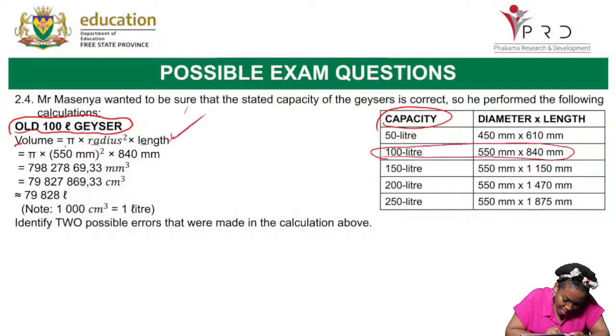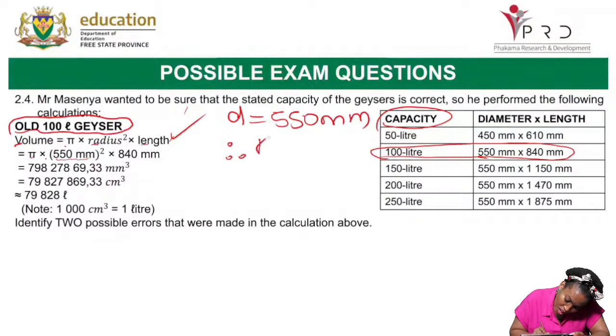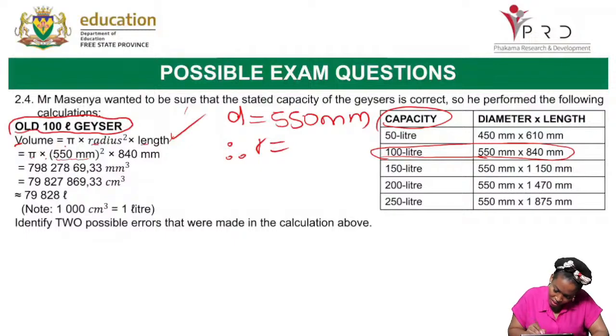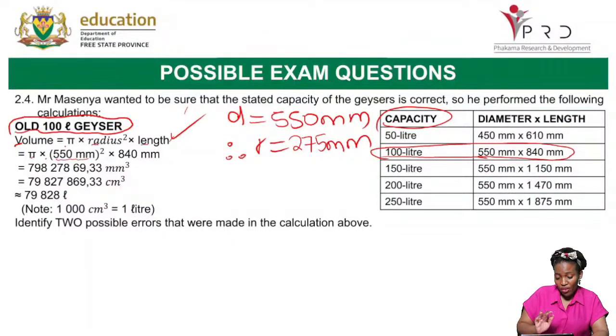And then Mr. Masenya said pi multiplied by, it's a radius there, but then he substituted 550 millimeters. Remember, we've got the diameter. The diameter is 550 millimeters. Therefore, the radius would be how much? We will say 550 divided by 2, which will give us a radius of 275 millimeters. That is the radius that we are expecting, but we see there Mr. Masenya used 550. And then the length is 840.